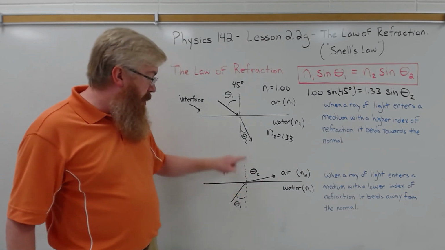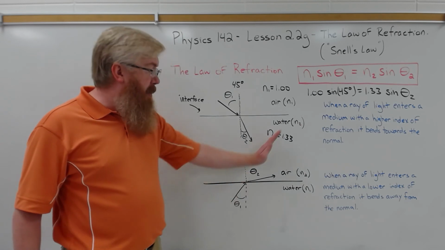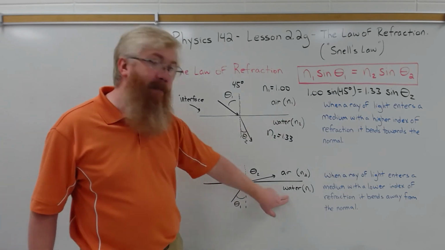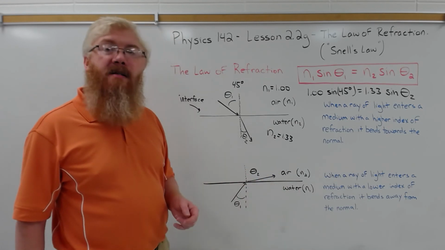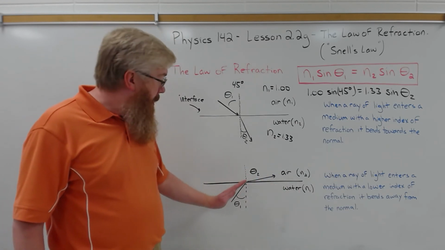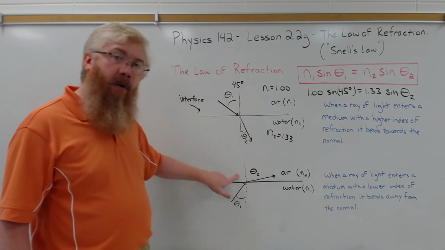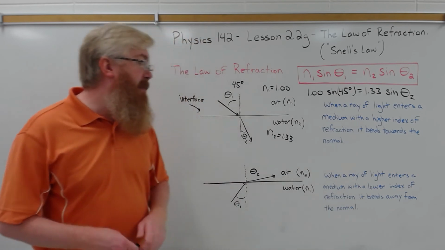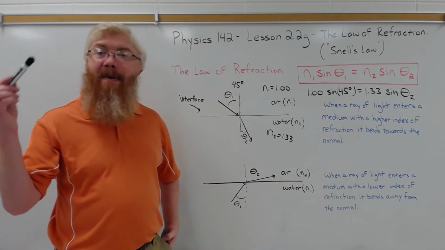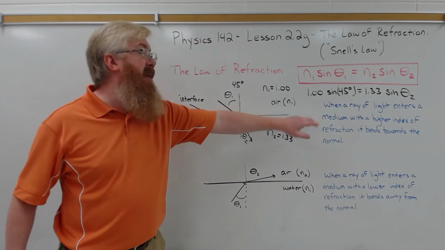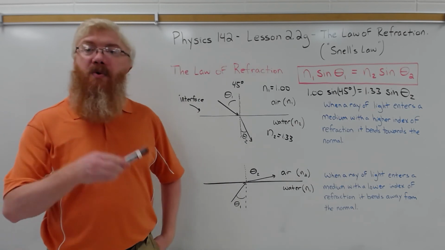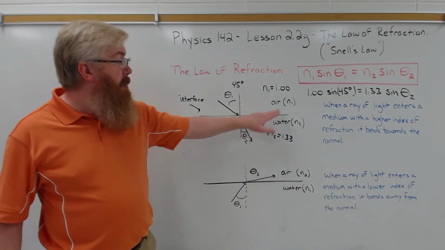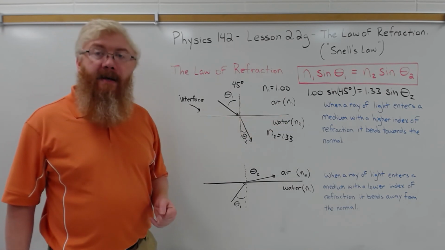If this were a water-to-water interface, the ray would travel in a straight line. But because we're going from a high index of refraction material, 1.33, to a low index of refraction material, 1.0, the ray bends away from the normal. So when a ray of light enters a medium with a lower index of refraction, the ray bends away from the normal. When it enters a medium of a higher index of refraction, it bends towards the normal. How much it bends depends upon the ratio of those indices of refraction.